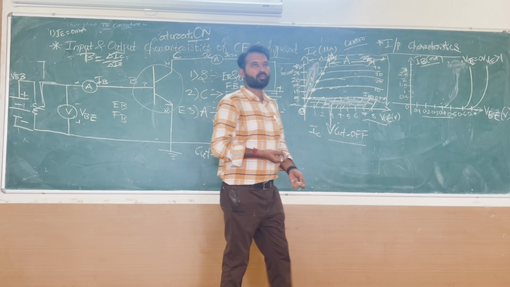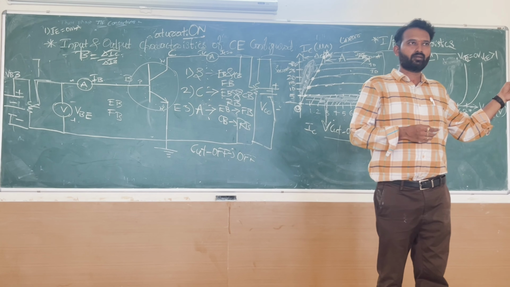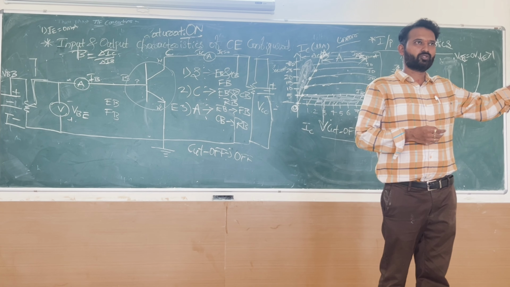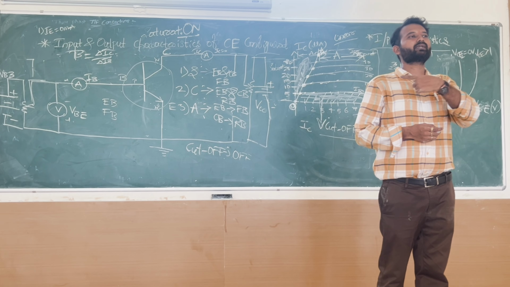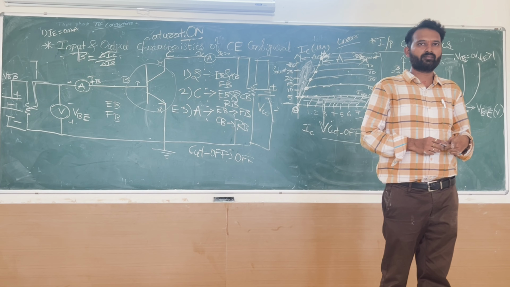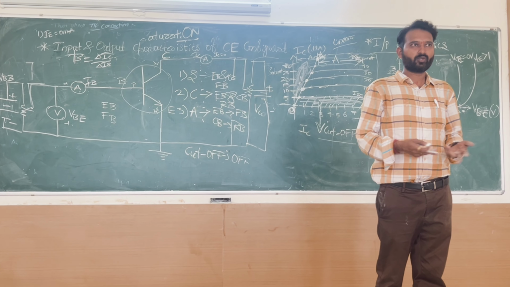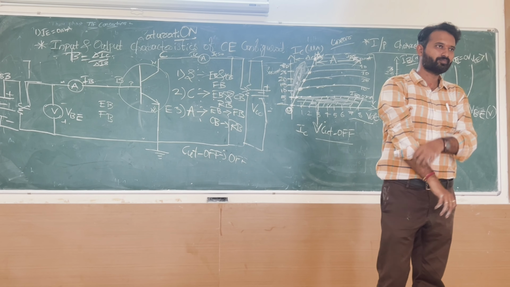What will happen? On, off, on, off, on, off. What is that? A switch. Like this, the transistor will act as a switch in the saturation and cutoff regions. Understandable? On, off, on, off. Now what about the active region?